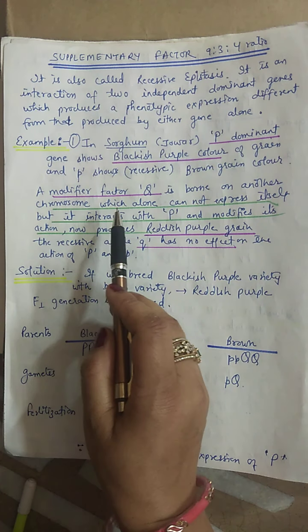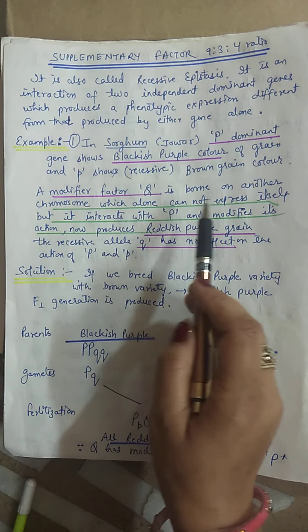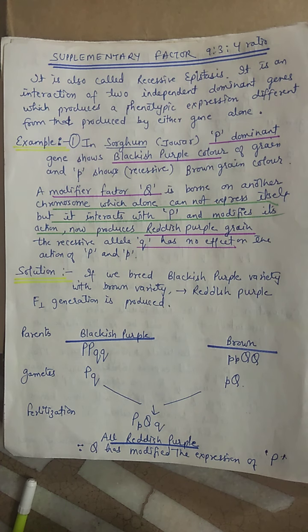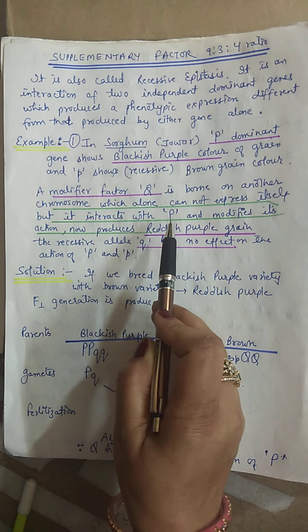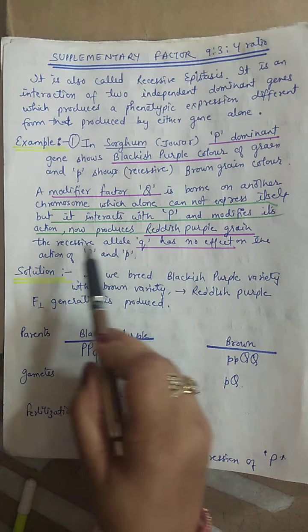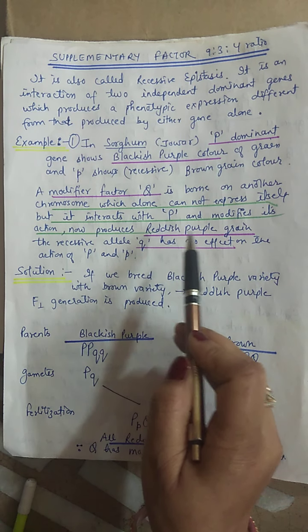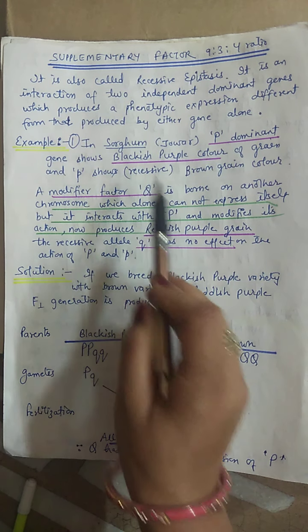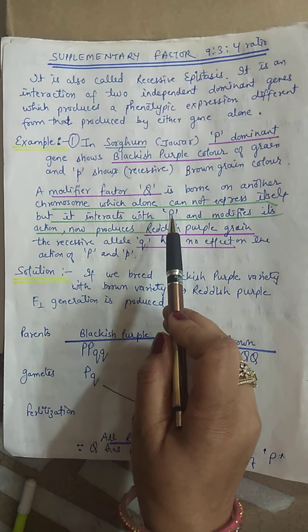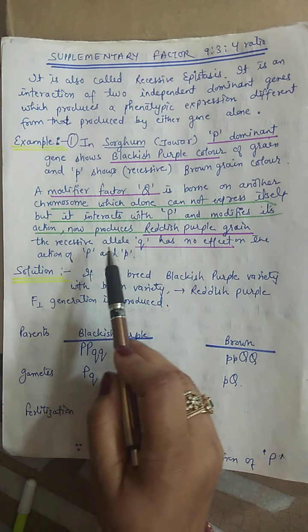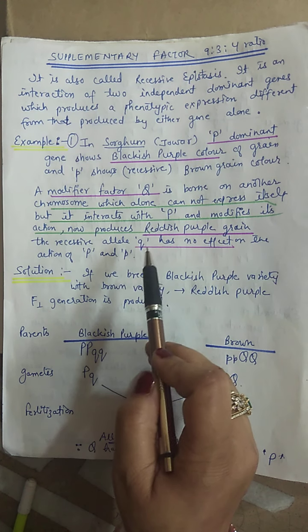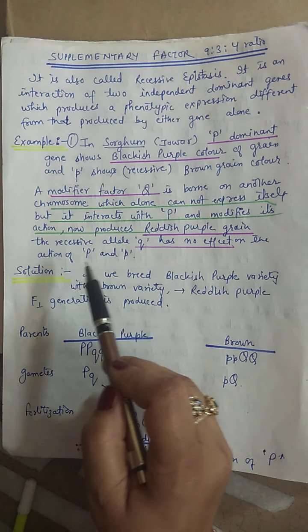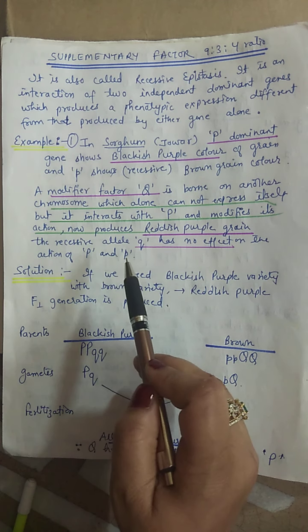Now there is a modifier factor, dominant Q, which is borne on another chromosome and alone it has no expression. But when it interacts with capital P, the dominant character of grain coloration, it modifies its action and now produces a reddish purple grain instead of a blackish purple grain. The color of grain changes due to the interaction of P and Q. The recessive allele, small q, has no effect on the action of either P dominant or P recessive.